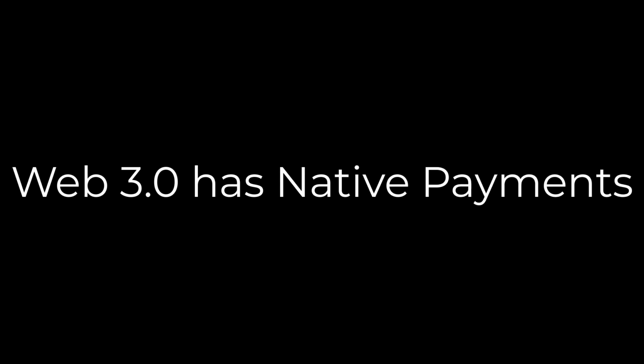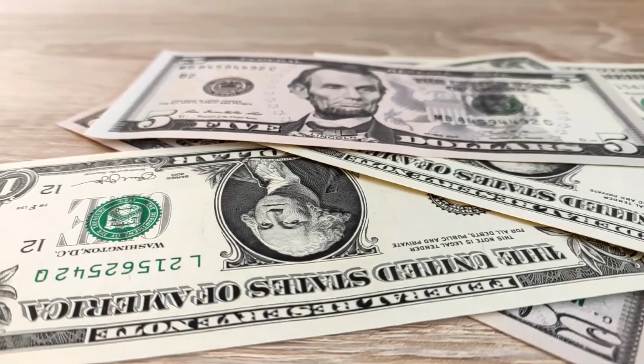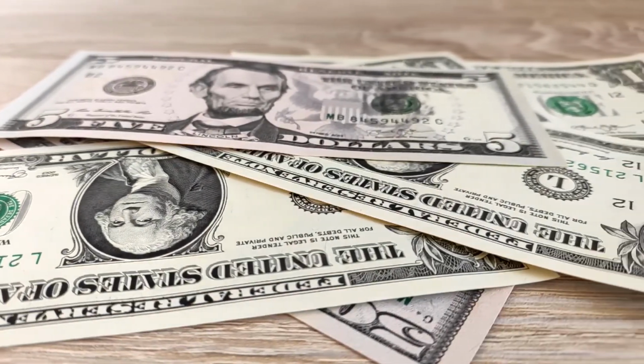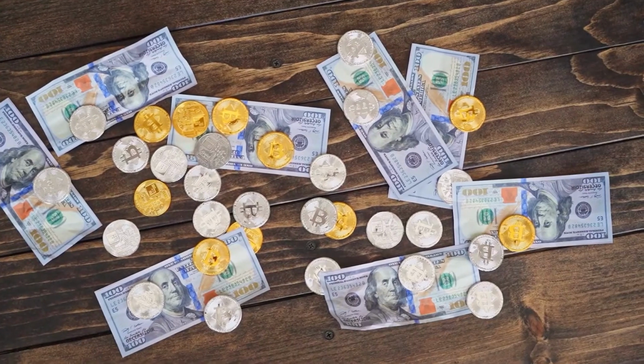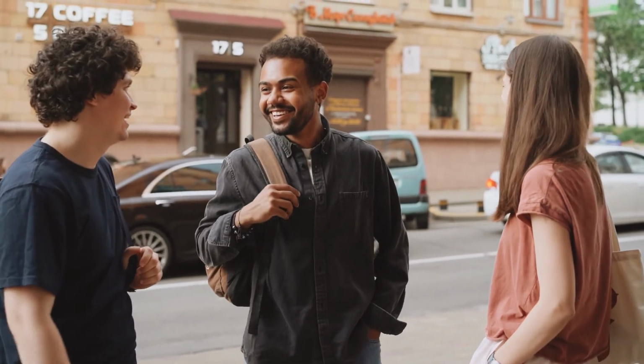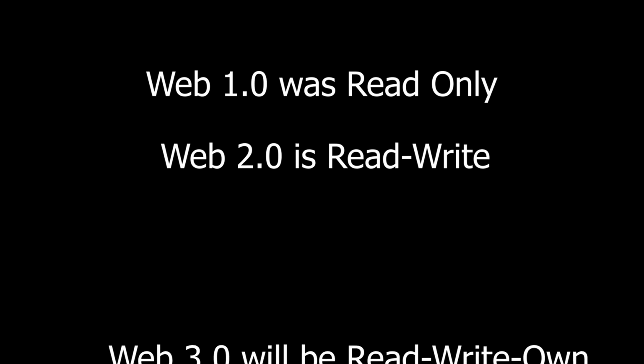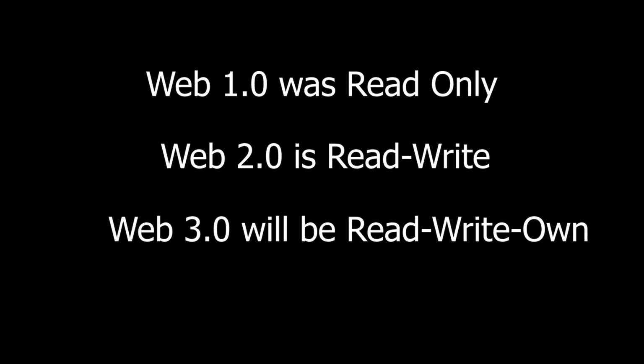Web 3.0 has native payments. Instead of relying on the outdated infrastructure of banks and payment processors, it uses Bitcoin to spend and send money online. Web 3.0 is trustless. Instead of relying on third parties, it utilizes incentives and economic principles. So in simple terms, we can say, Web 1 was read-only. Web 2 is read-write. Web 3 will be read-write-own.